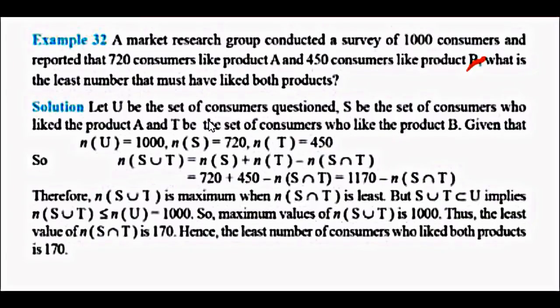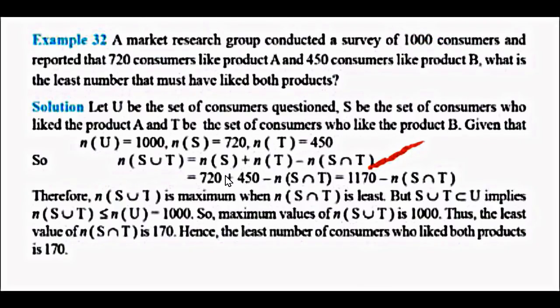In this, what we're going to do is we are talking about U, the universal set that we will understand to be consumers who are questioned. S is the set of customers who like product A, and T will be the consumers who like product B. And we know n(U) is 1000, these are being surveyed, and n(S) is the 720 consumers that like product A, and for product B it is 450. Let us directly go down to our expression.